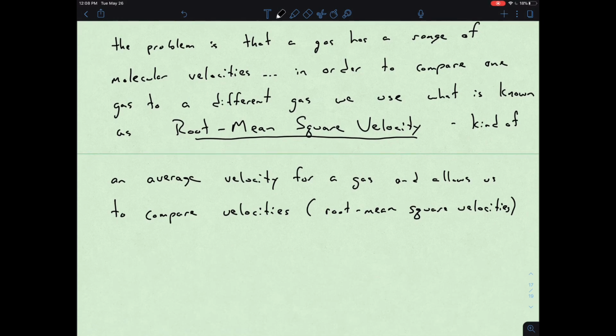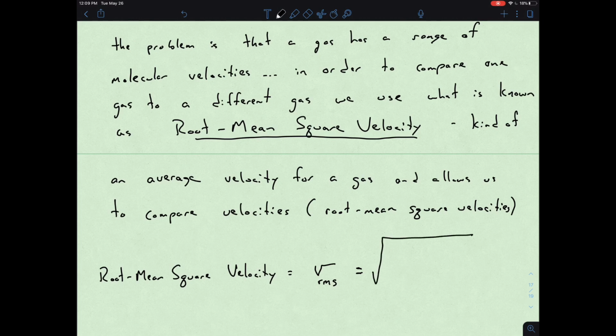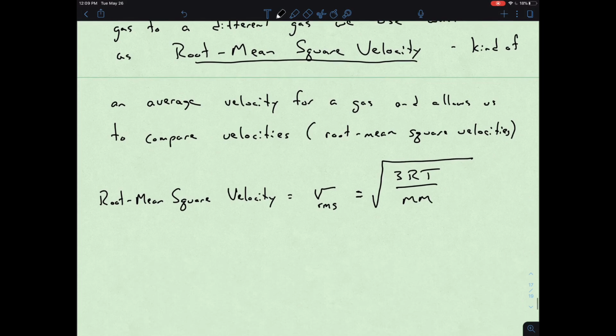And so our root mean square velocity has this term that looks like this. Sometimes they have the RMS there to indicate this idea of root mean square velocity. It almost looks like a square root or a funky V. And that is equal to basically the square root of 3RT over molar mass.